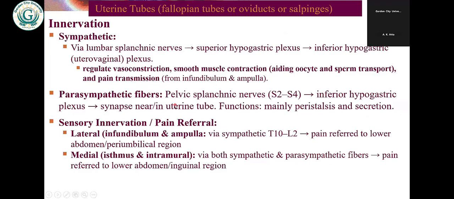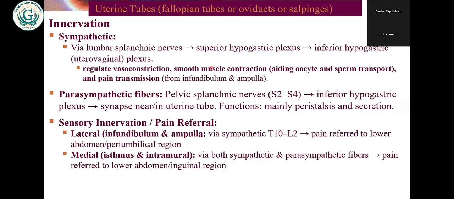In terms of the innervation, once again, we are talking about sympathetic and parasympathetic. Remember what I said about parasympathetic? It's coming from S2 to S4 segment of the spinal cord, and the sympathetic was coming from T10 to L2 segment of the spinal cord. The sympathetic fibers will regulate vasoconstriction. Then remember, within the uterine tube there are some smooth muscles, so smooth muscle contraction will be under the sympathetic nervous system.